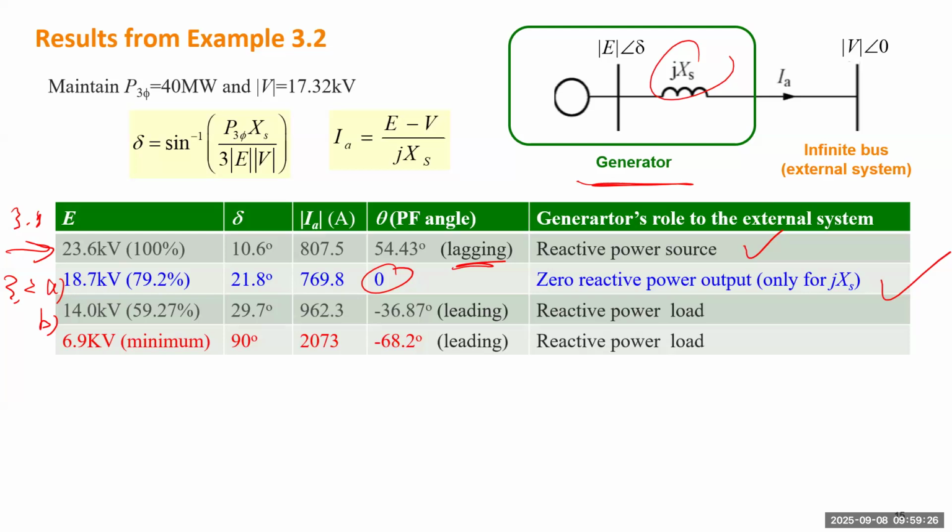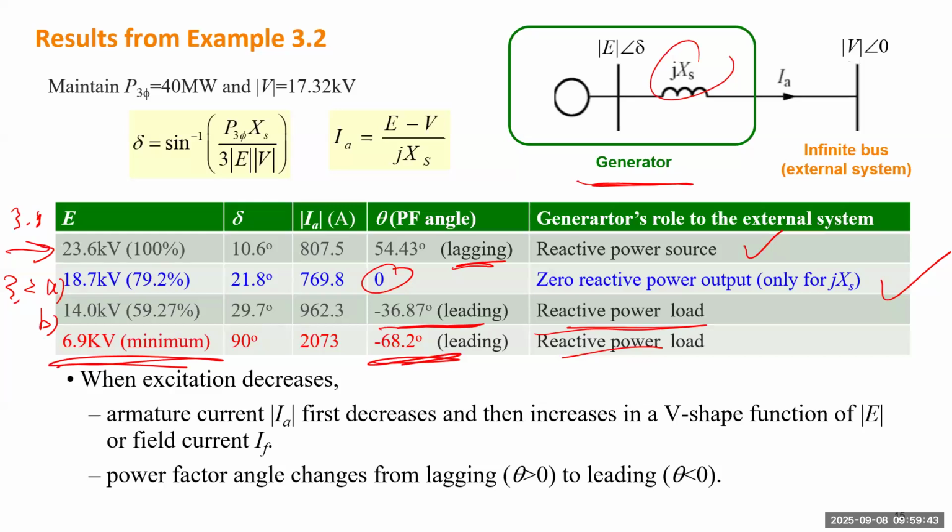And next, when the power factor becomes leading, the generator will consume reactive power. It will behave like a reactive load. And the minimal voltage will be this 6.9, which is leading power factor. Okay, all right. So we'll continue on Wednesday to talk about how the stator current will change with field current.